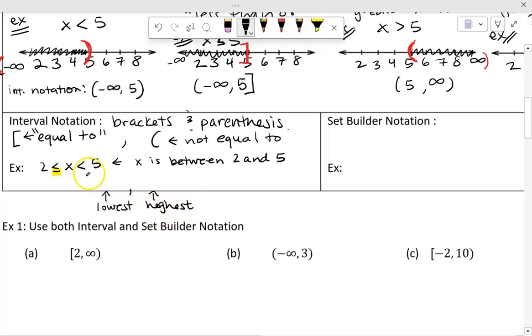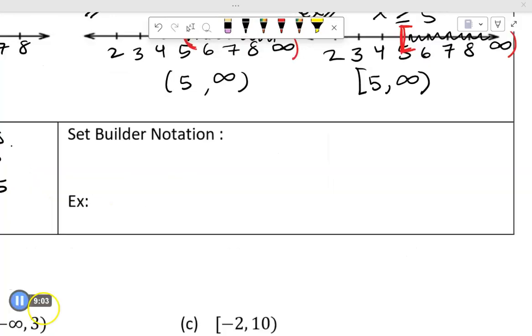It's always going to be in order like that. Lowest comma highest. The lowest number x can be is 2. The highest x can be is 5. We are allowed to equal 2 because, again, we have an equal bar there, so I'd use a bracket. But we're not allowed to equal 5 because there's no equal bar next to 5, so I'd use a parenthesis. This would be interval notation for this example.